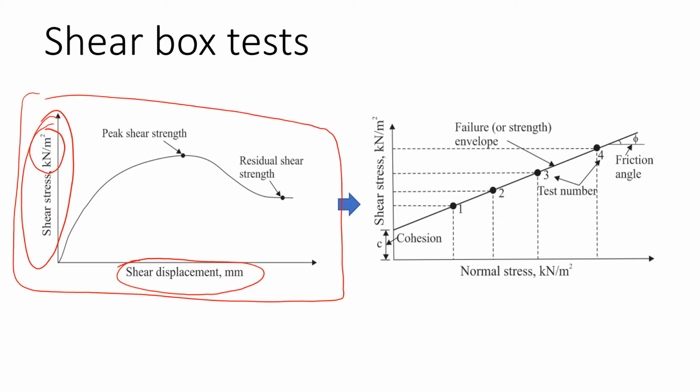For most soils, especially for sandy material, dense sandy material, you're going to see results like this. First you will see an increase in shear stress to some point, and then as you continue shearing, you will see that shear stress will decrease, and at some point it will become more or less steady. This point we call residual shear strength, and the peak one we call peak shear strength.